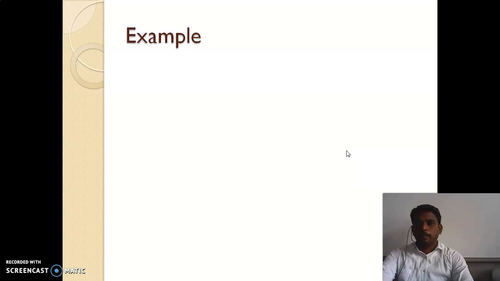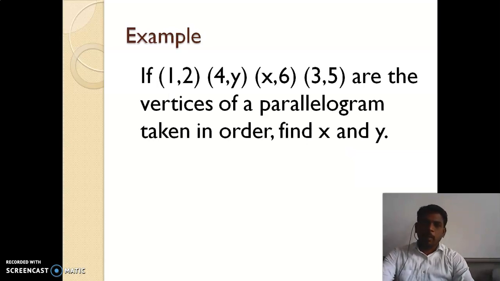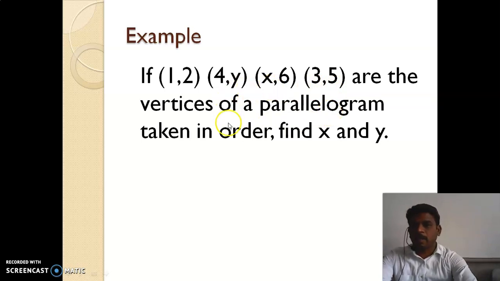Look at the next example. If (1, 2), (4, 5), (x, 6), (3, 5) are the vertices of a parallelogram taken in order, find x and y. Here also 4 points are given and all the 4 points are the vertices of a parallelogram, and we are going to find out the unknown values x and y. What is the difference between this one and the previous question? In the previous question, the same thing, 4 vertices of the parallelogram were given, and they asked to find only one unknown value p. But here two unknown values are there.